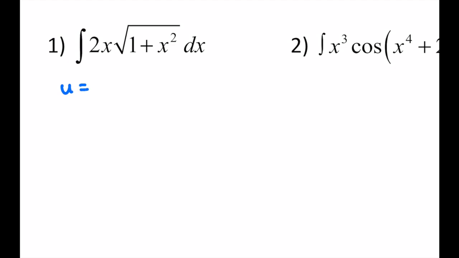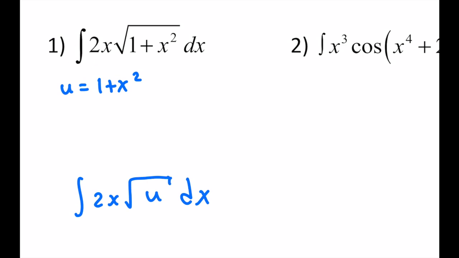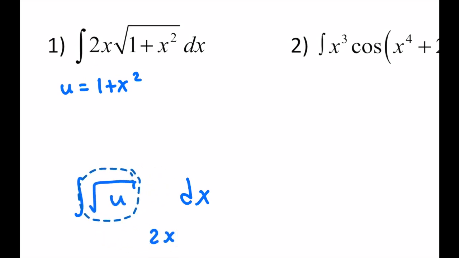I'm going to say u equals 1 plus x squared. Here's where our u-substitution comes into play. That's going to give us now 2x multiplied by the square root of u dx. All right, so I can see that's taking one piece. I'm going to rearrange this a little bit so I can see where my derivative of the argument, the inside piece, comes into play. I'm just going to move that around.